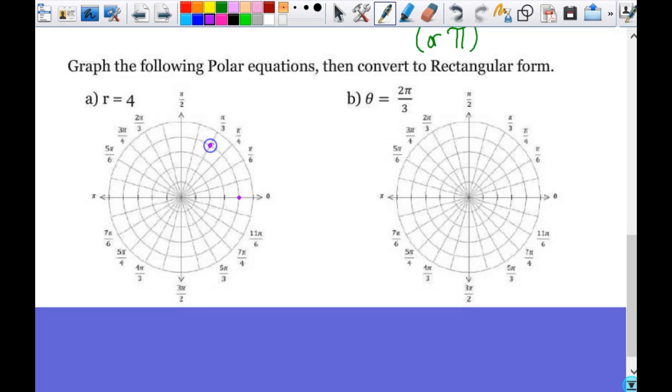There we go. When theta is 5 pi sixths, what's r? 4. When it's 4 pi thirds, what is it? 4, right? And so for every single angle, it's 4. What's that going to look like once I plot the infinite number of points I can plot? A circle.